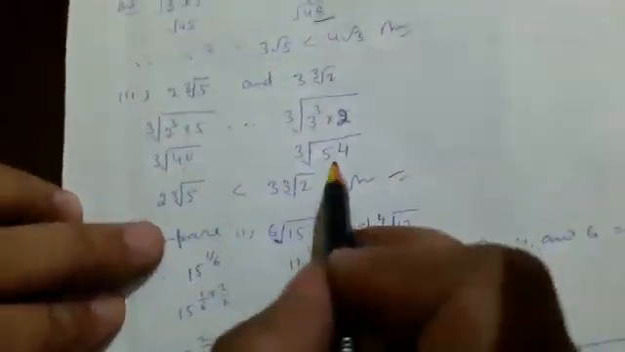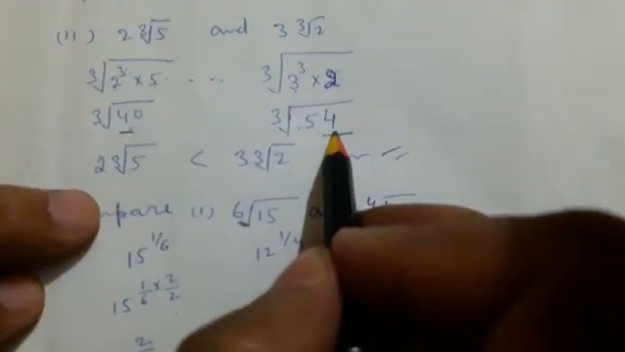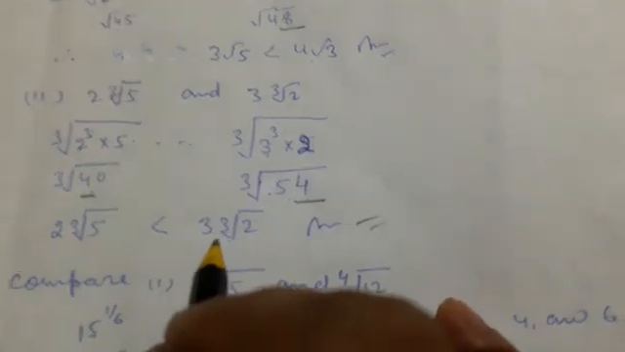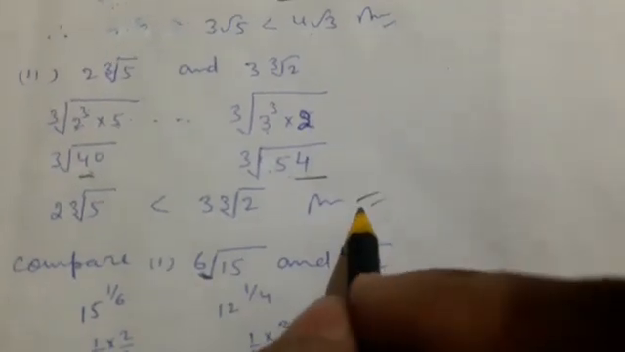So which one is bigger, 54 or 40? 54 is bigger. Therefore we can say that 2 cube root of 5 is smaller than 3 cube root of 2. This will be your answer.